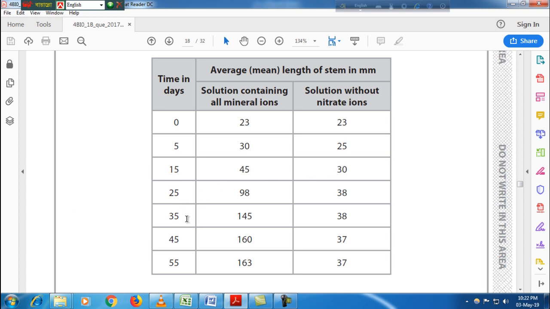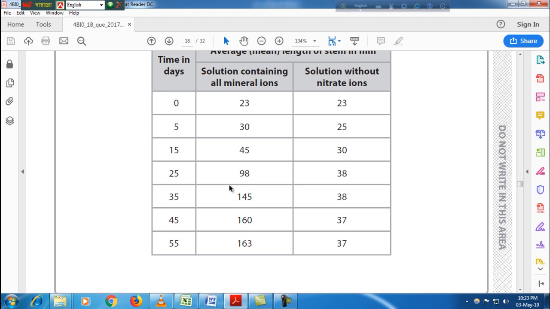And gradually the solution which contains all mineral ions, after 25 days it is 98. That means it increases, but in the case of no nitrate ions it is 38. It also increases but at a slower rate than with all mineral ions. Then after 35 days, where there are all mineral ions, it increases in size, but after 35 days in the solution without nitrate ions, it does not increase so much.